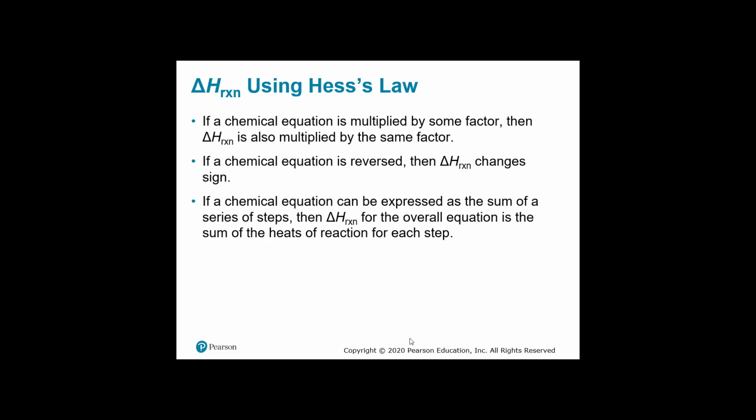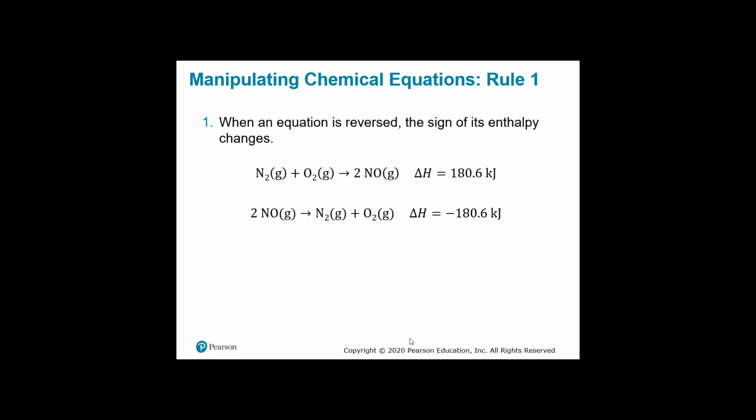So using Hess's law, if a chemical equation is multiplied by some factor, then everything needs to be multiplied by that factor, including the change of enthalpy for the reaction. If a chemical equation is reversed, then the value also has to be reversed. If a chemical equation can be expressed as a series of steps, then the change in enthalpy of the reaction for the overall equation is also the sum of the heats of reaction for each step. So I've got examples if this isn't exactly making sense. So rule number 1, there's 3 rules that have to be followed.